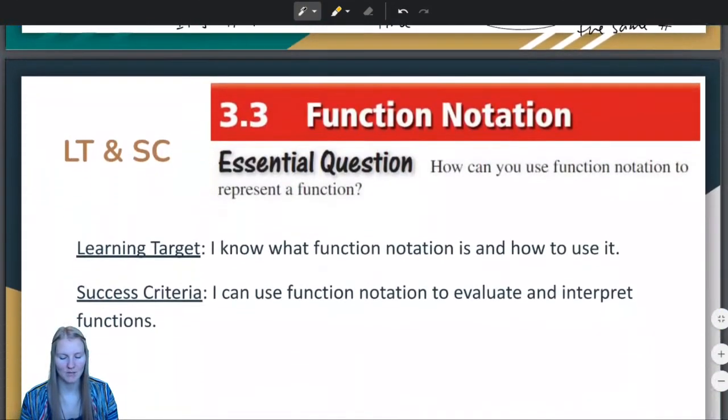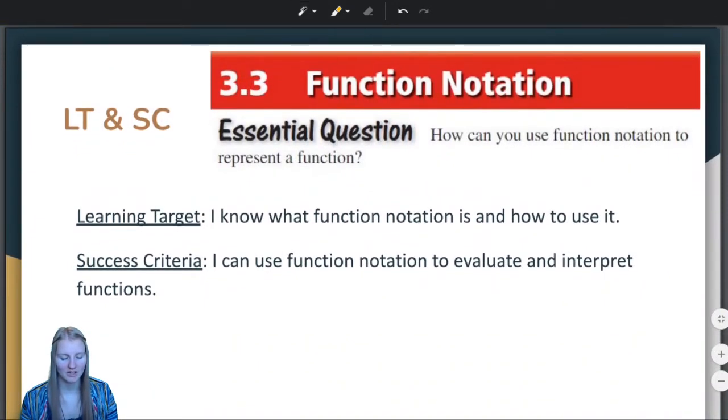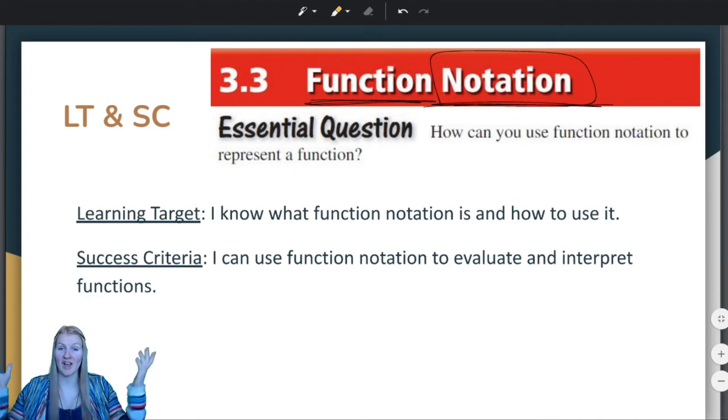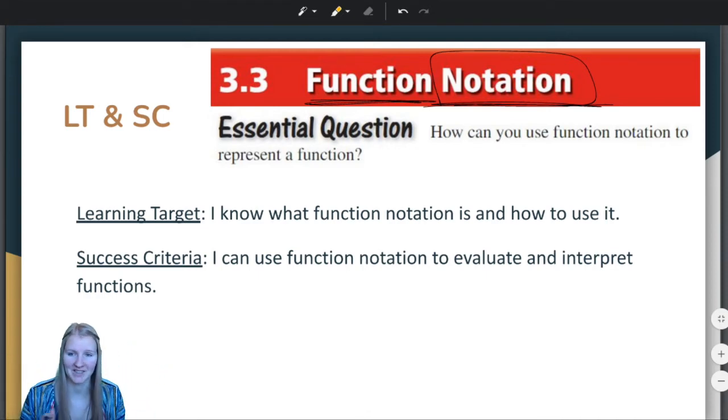Now let's go ahead and move on to section 3.3, function notation. Ooh. So now we're still talking about functions, but we're going to introduce function notation. Now this is very important. You're going to use this again in advanced algebra trig. If you go on to pre-calc, you're going to use this again. In fact, I teach this in pre-calc sometimes because students forget, so don't forget this.